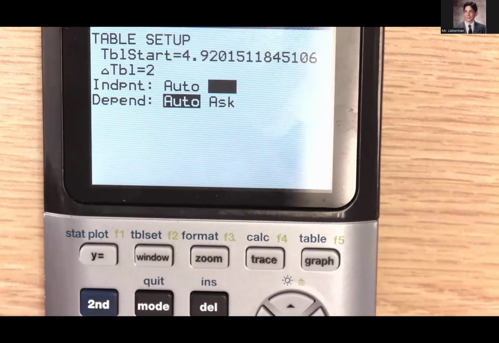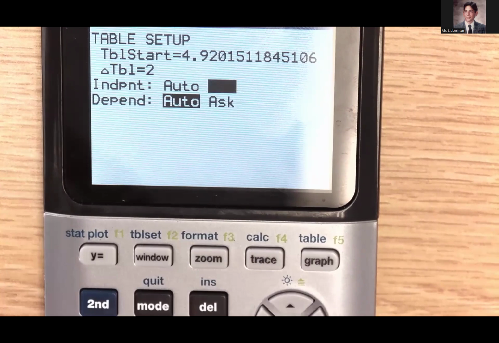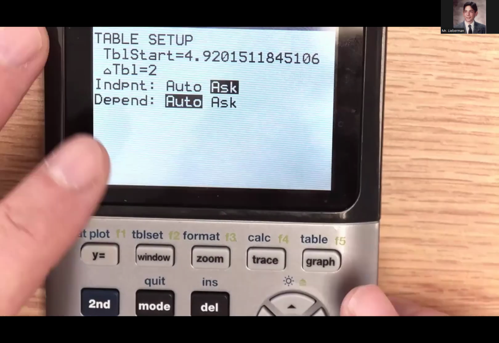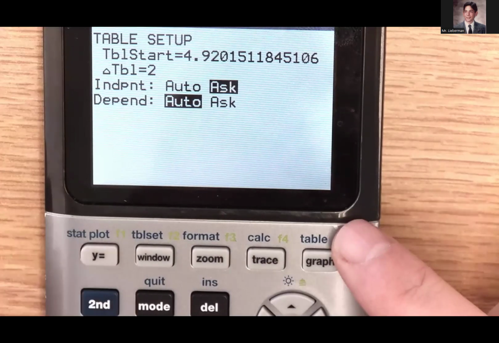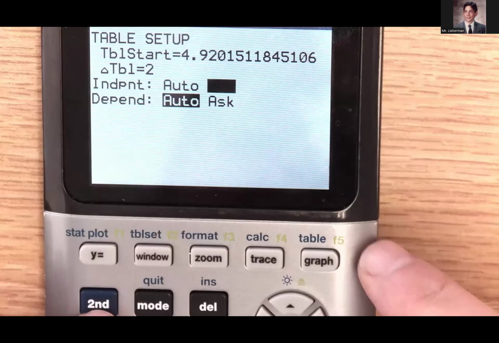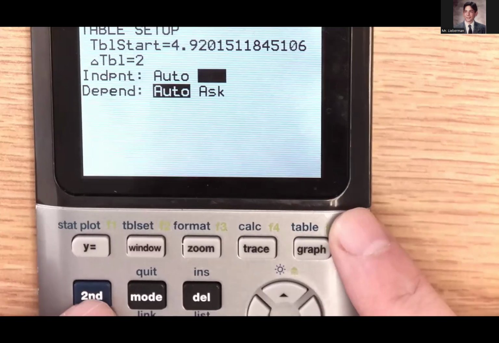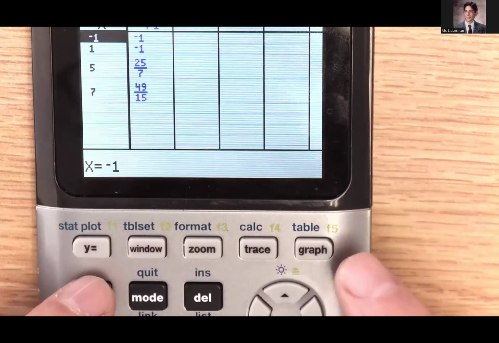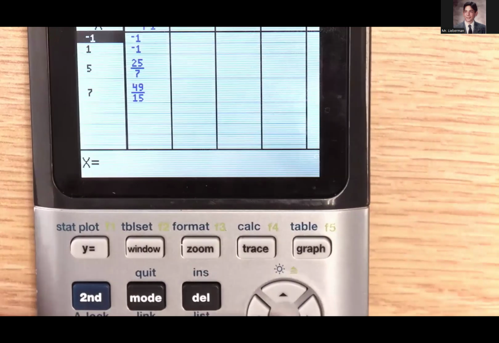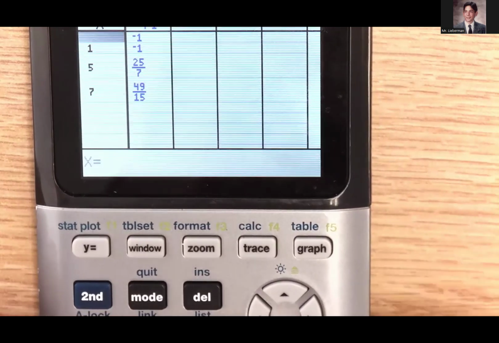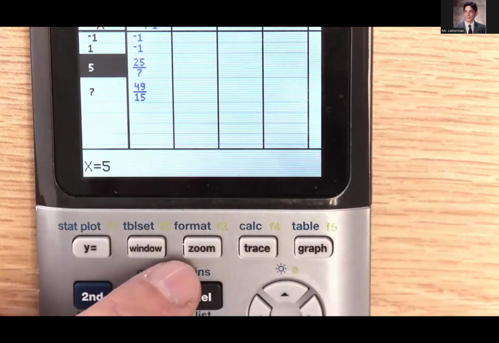Can I move on? So now I want to put in these values. So I'm going to go to the table, not the graph. And anytime it's in blue, you have to hit second. So second table. I have some stuff here, so I'm going to go ahead and clear that. How do I clear this?